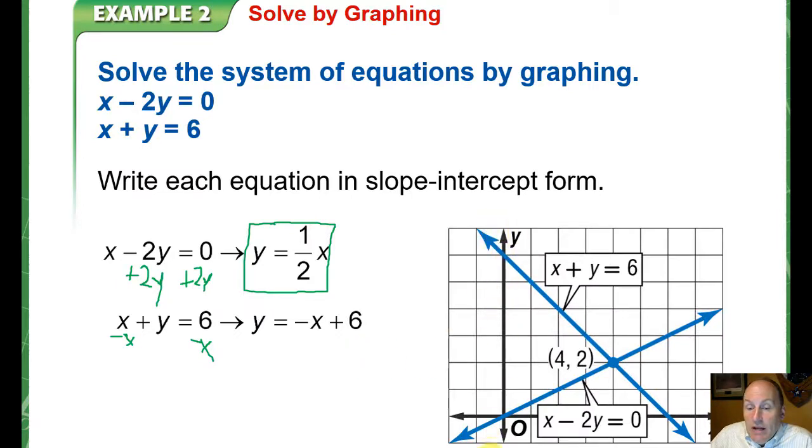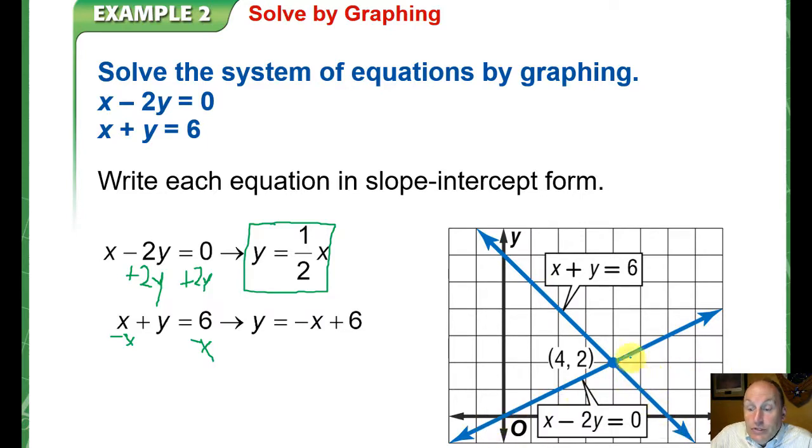So if we graph y equals 1/2 x, then we wind up with this line because it does go through the origin and then has a slope of 1/2. So for every 1 it goes up, it goes 2 to the right. So that's the first line, what that x minus 2y equals 0 or y equals 1/2 x looks like. Then when we graph negative x plus 6, it has a vertical intercept of 6 and a slope of negative 1. So for every 1 down it goes 1 to the right. So that's the second line.